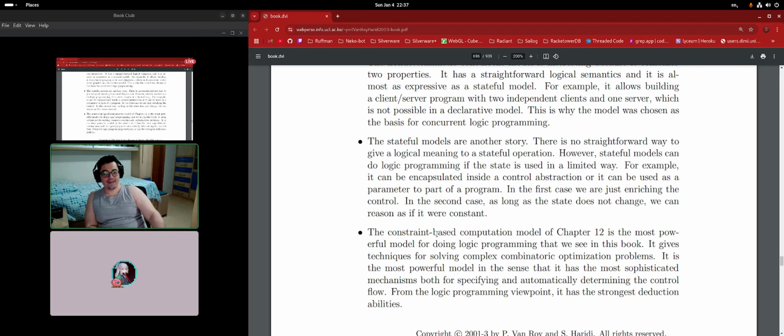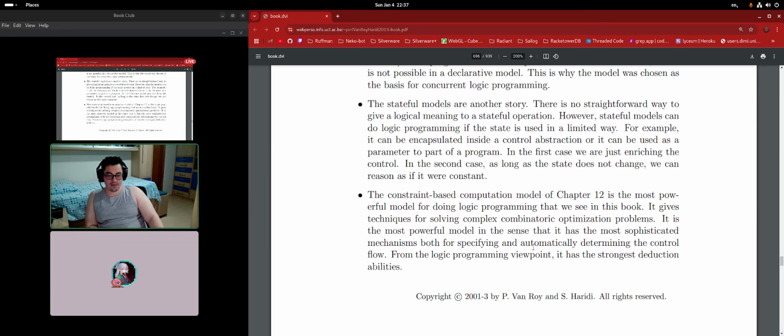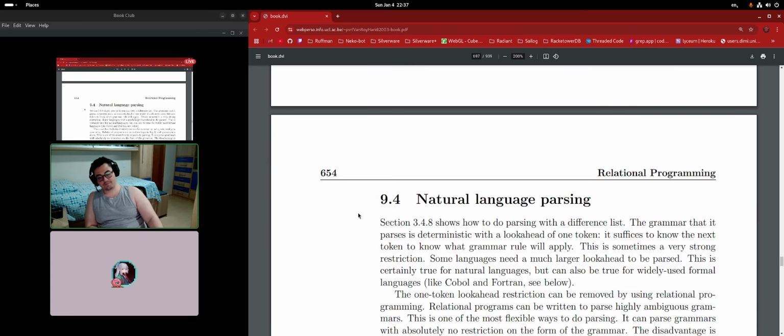Okay, and then the spoilers. Just use the constraint-based computation model. It gives techniques for solving complex combinatorial optimization problems. It is the most powerful model in the sense that it has the most sophisticated mechanisms both for specifying and automatically determining the control flow. From the logic programming viewpoint, it has the strongest deduction abilities.